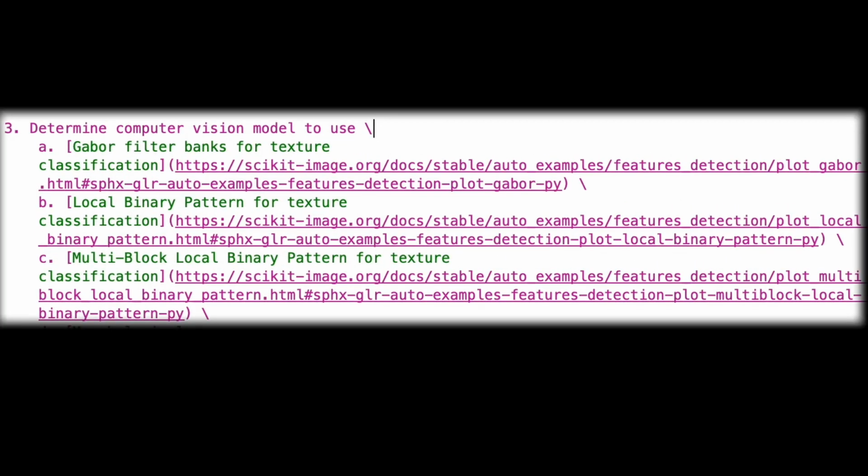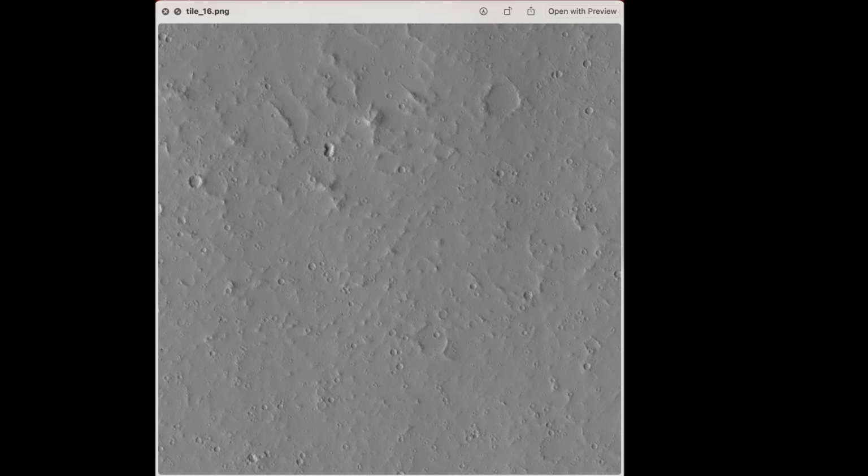The first three algorithms here involve texture classification, which may be useful since we're looking at images that are primarily texture-based. When we look at tile 16, we can see that there's not necessarily a strong foreground background. It's more of a pockmarked surface. That's why texture seems like it could be a worthwhile endeavor.